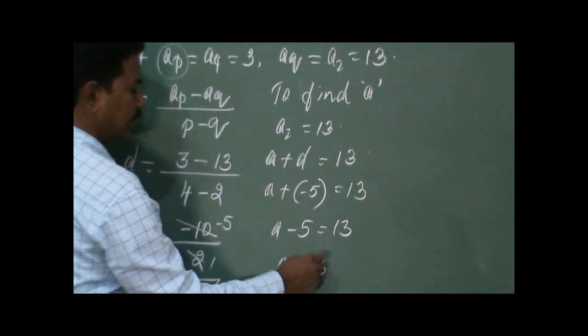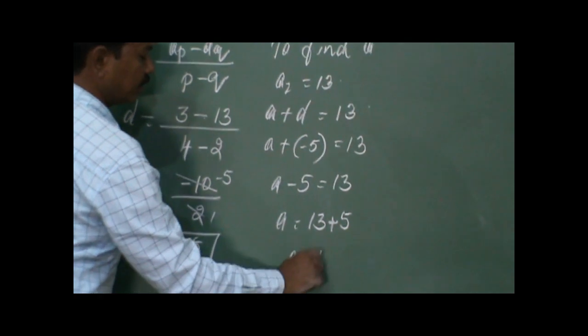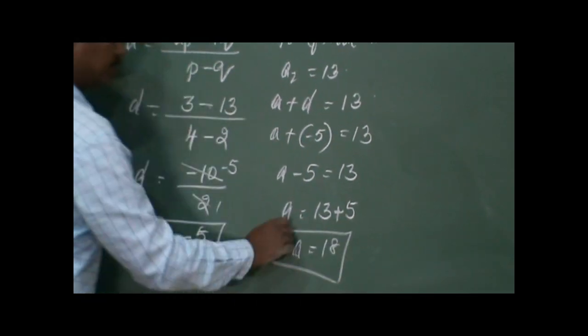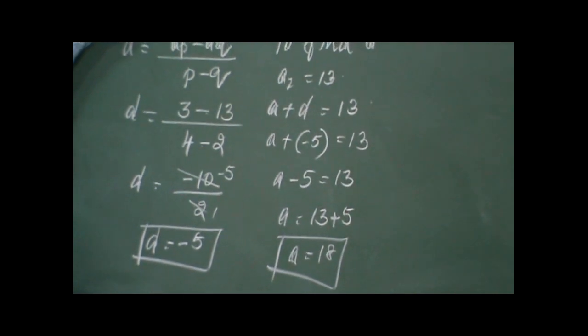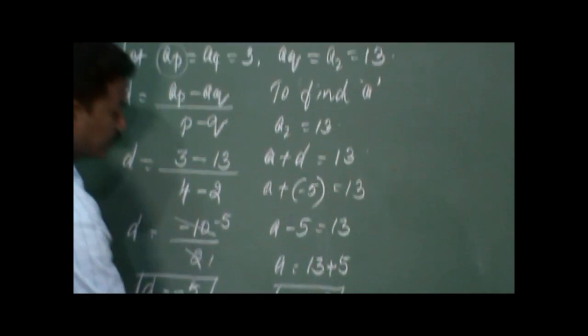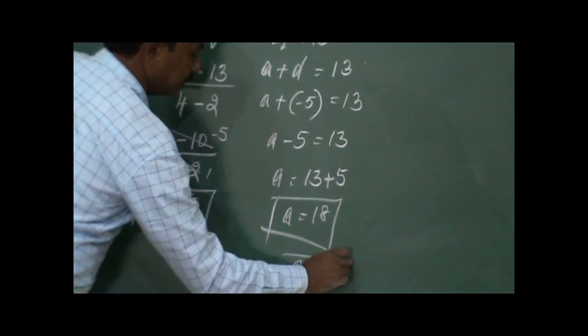A plus into minus, minus 5 is equal to 30. A is equal to 30, minus 5 gets transposed to plus 5. A is equal to 35. The first term is 35. You have got it. So therefore, A is equal to 18, nothing but A1 is equal to 18.